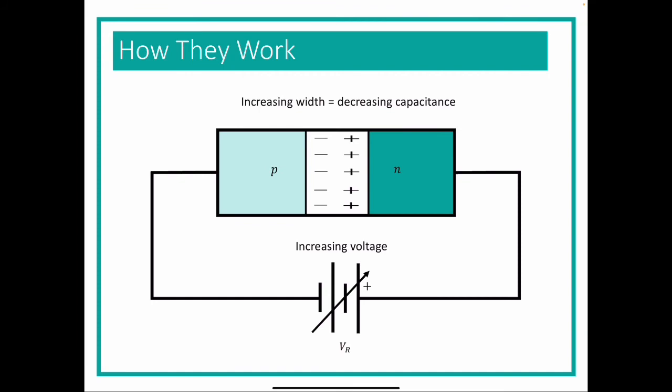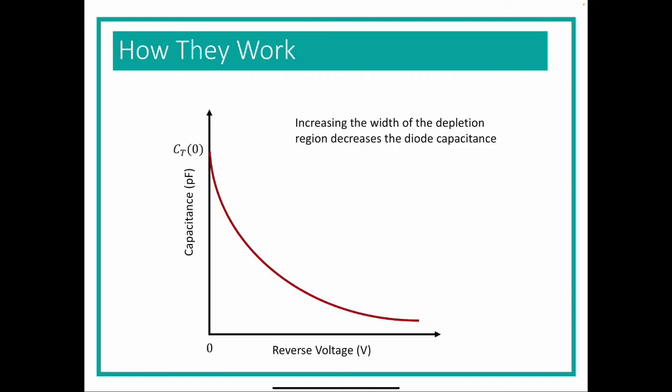So it's not a linear relationship, but it is a relationship. It ends up actually looking like this, where the capacitance is the highest when you don't have reverse voltage, and then it decreases as you increase the voltage, and eventually it reaches a kind of a flattening point where it doesn't decrease anymore.